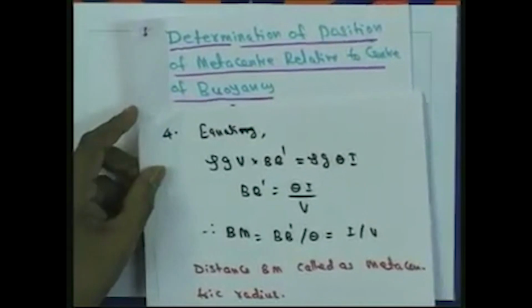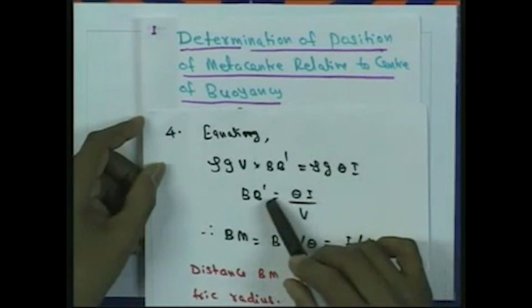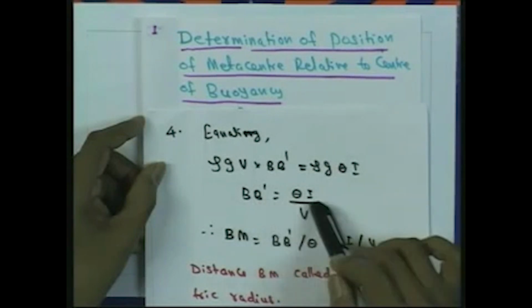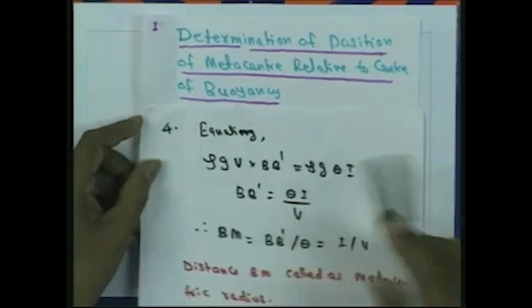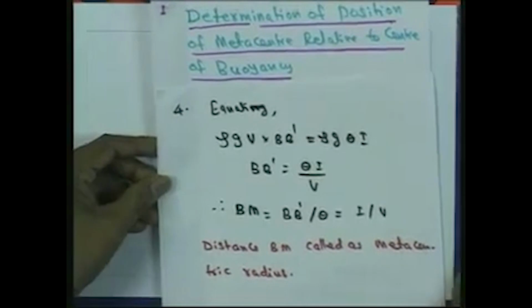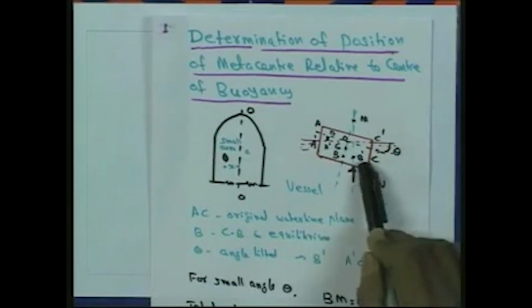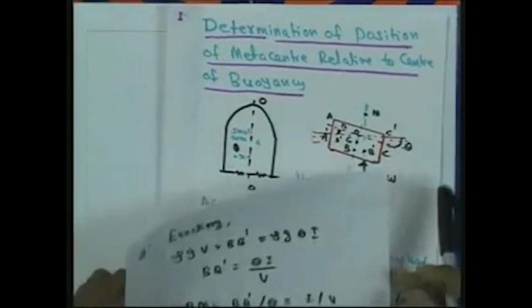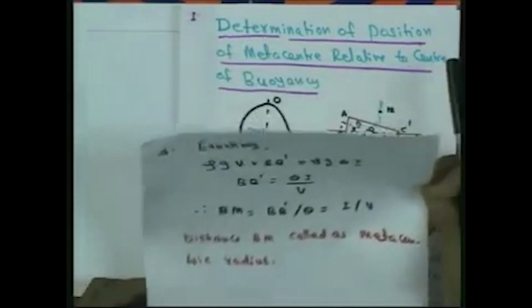So finally we will equate rho g V into BB dash is equal to rho g theta into I. So finally we get BB dash, the rho g will be cancelled from each side, and BB dash is equal to theta, the angle of displacement, into I, the second moment of inertia, divided by the volume of the liquid displaced. Here you can see this BB dash is the distance from the old position of center of buoyancy to the new position. BB dash is equal to theta, the angle of displacement, and I is the second moment of area, and V is the volume of the liquid displaced.